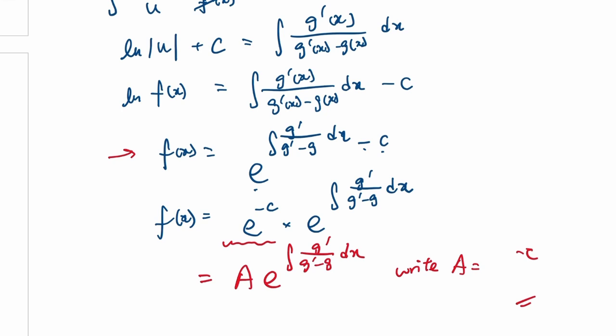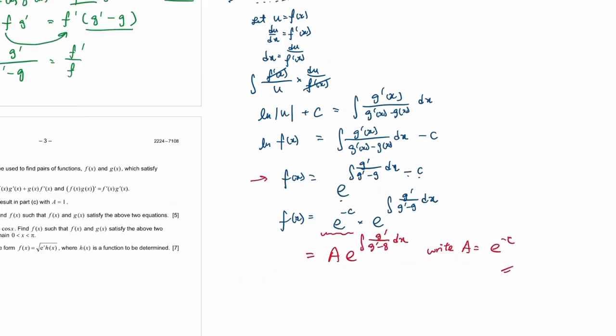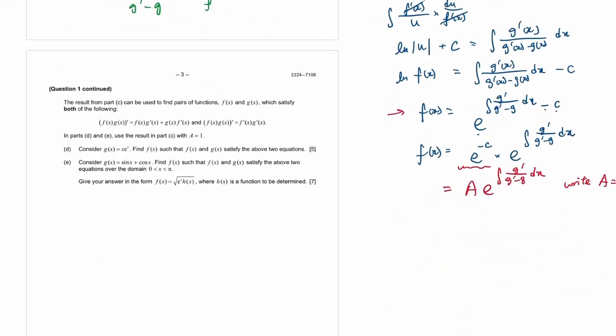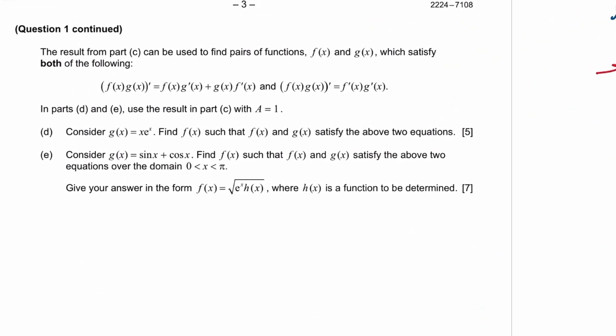Well, but I don't think that condition is needed. And what's next? Use the result of C. The result of C can be used to find a function which satisfies both. Yeah, so to find a function where doing the proper product rule is the same as just multiplying, right? Use a to be 1. If g(x) is this, find f(x).